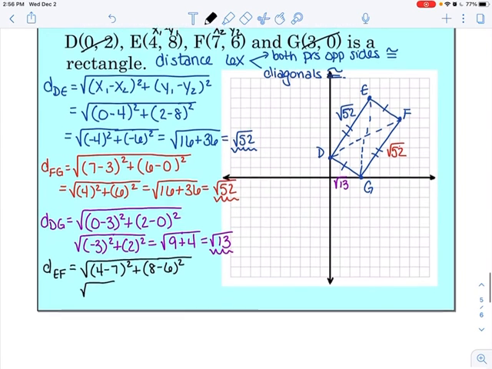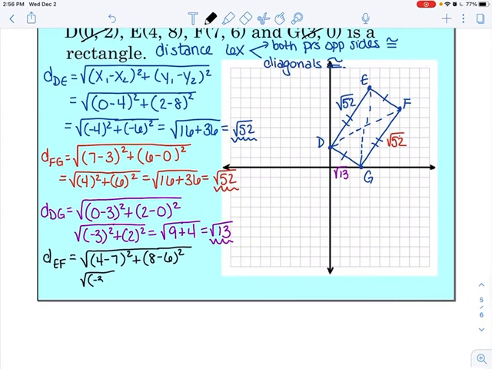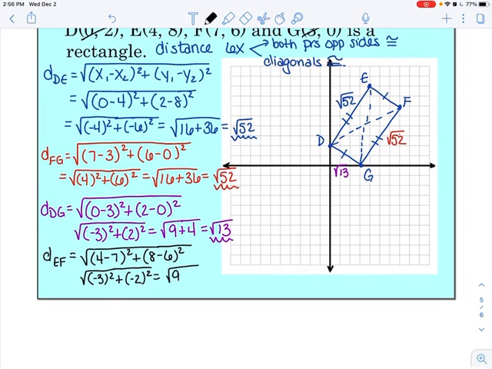4 minus 7 is going to be a negative 3, so we'll have negative 3 squared. And 8 minus 6 is going to be a positive 2, and we're going to square that. Negative 3 squared is a positive 9. 2 squared is a positive 4. And 9 plus 4 is 13. So again, my other side is the square root of 13. Okay, so far, again, we've used the distance formula 4 times. And now what we've shown is we have both pairs of opposite sides that are congruent.